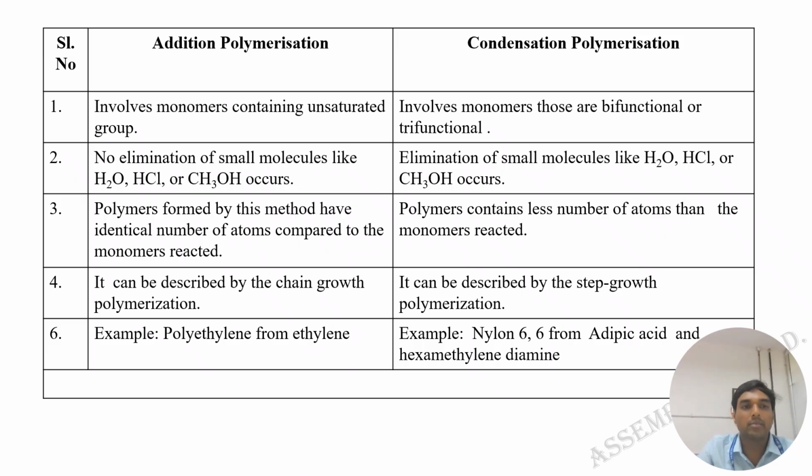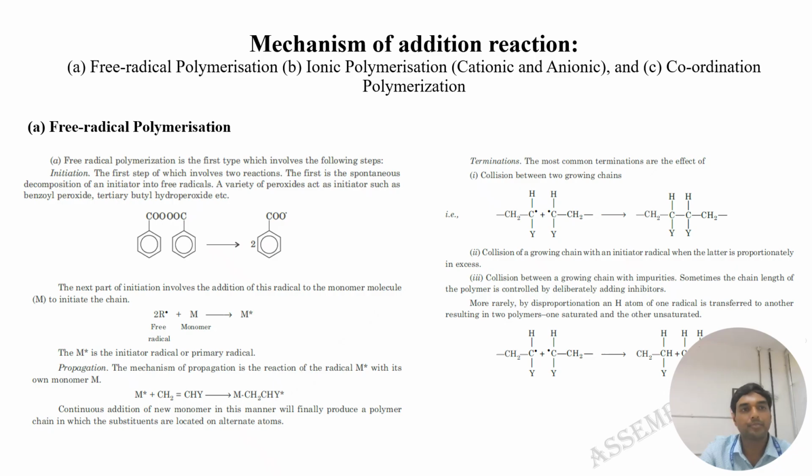Okay. An example of addition polymerization is polyethylene from ethylene, whereas for condensation polymerization, nylon is a good example, made from hexamethylene diamine and adipic acid.